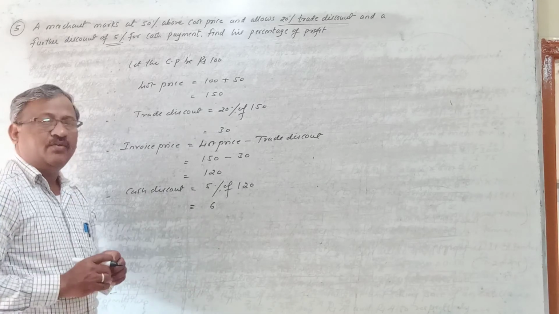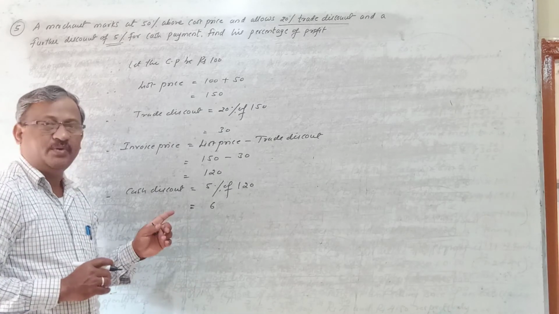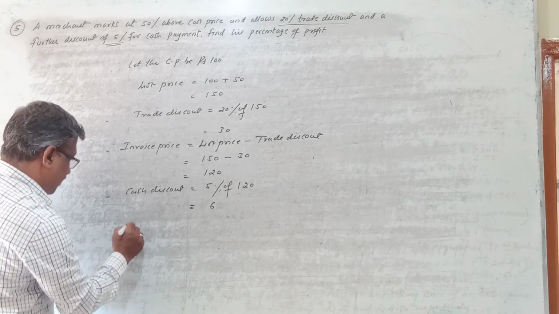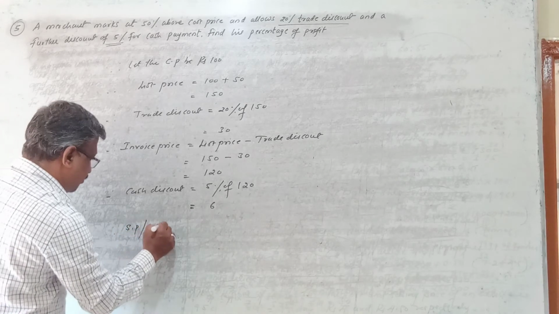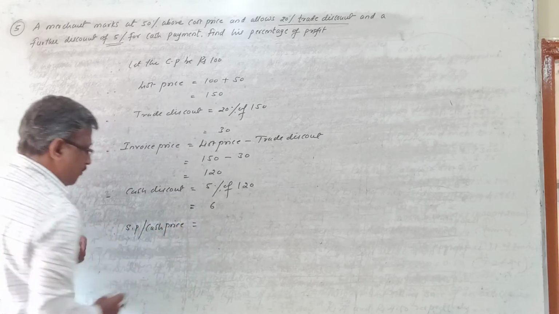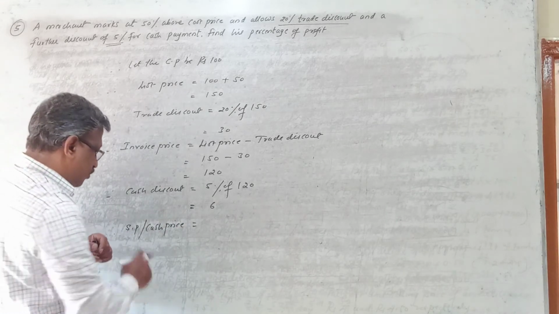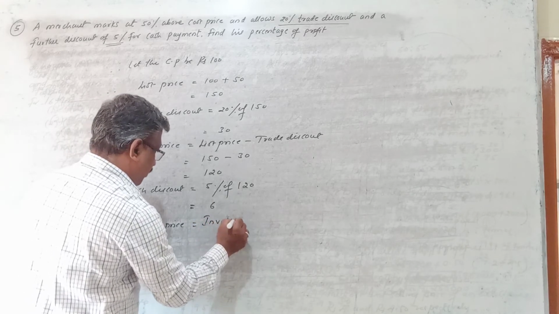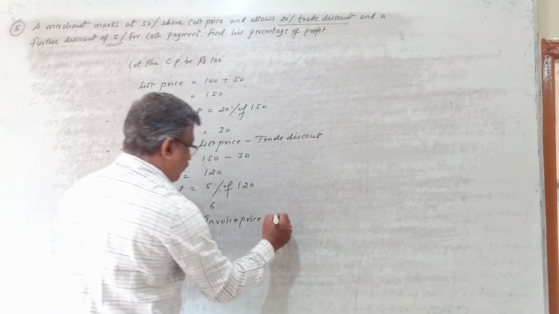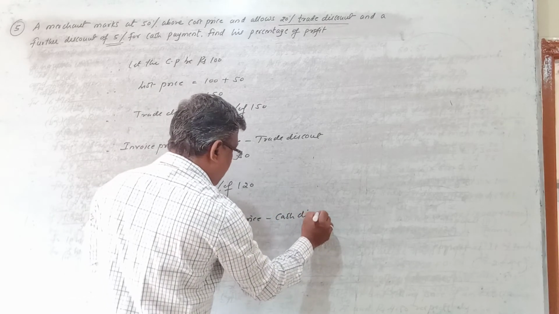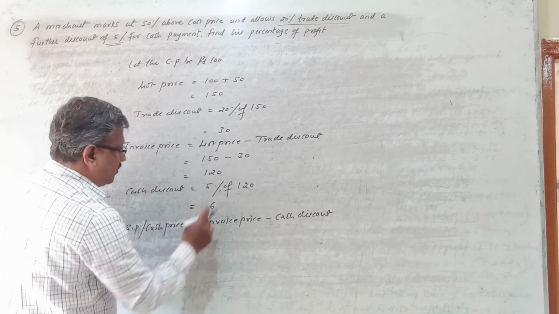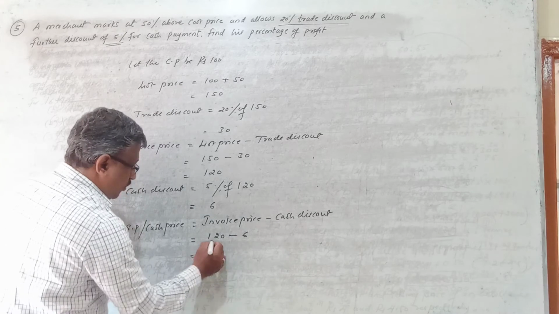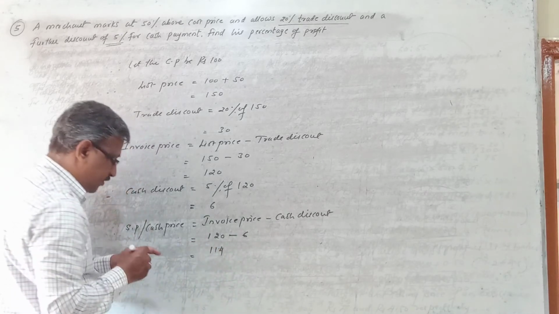So if he is giving 6 rupees cash discount, I want the net price, cash price or the selling price. So now you have to determine the selling price. You can also call it the cash price or net price. The meaning of all three terms is the same here. So selling price or cash price is nothing but invoice price minus the cash discount. So what is my invoice price here? 120 rupees. And cash discount is how much here? 6 rupees. So if you minus this, it comes to 114 rupees.